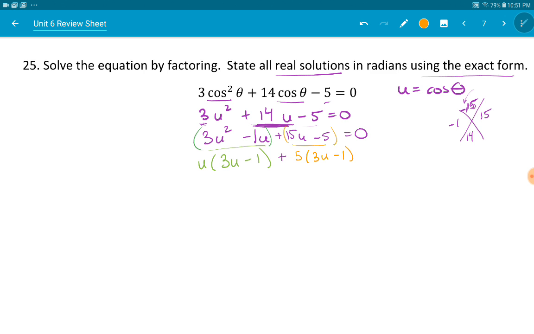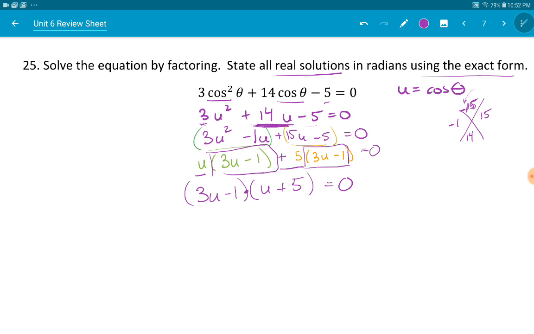And remember, my goal here is to get these two parentheses to be equal, which they are. And once I have those equal, I factor that whole thing out like it's its own variable, and I do 3u minus 1. And after I factor that out, I'm left with the u plus 5. That's the u and the plus 5. That multiplied together equals 0.